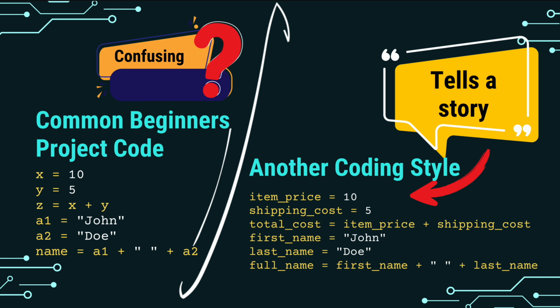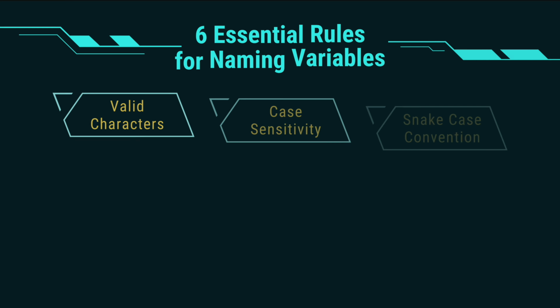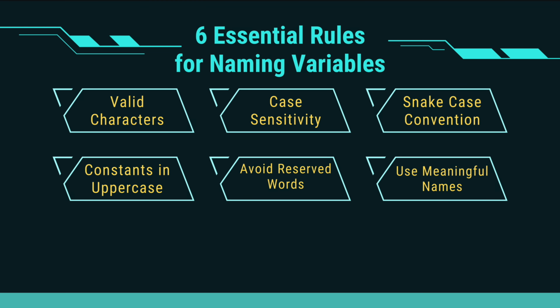So how do we achieve this clarity and professionalism? We can boil it down to 6 essential rules for naming variables in Python. We are going to cover using valid characters, understanding case sensitivity, following the snake case convention, naming constants in uppercase, avoiding the reserved words, and most importantly, using meaningful names. Let's break this down one by one.